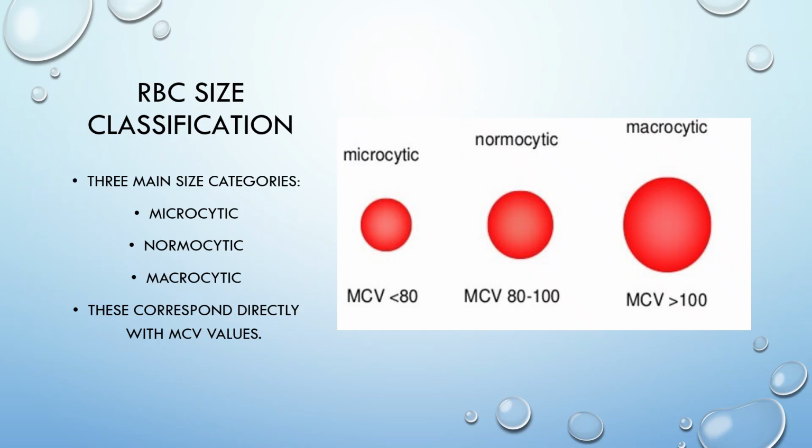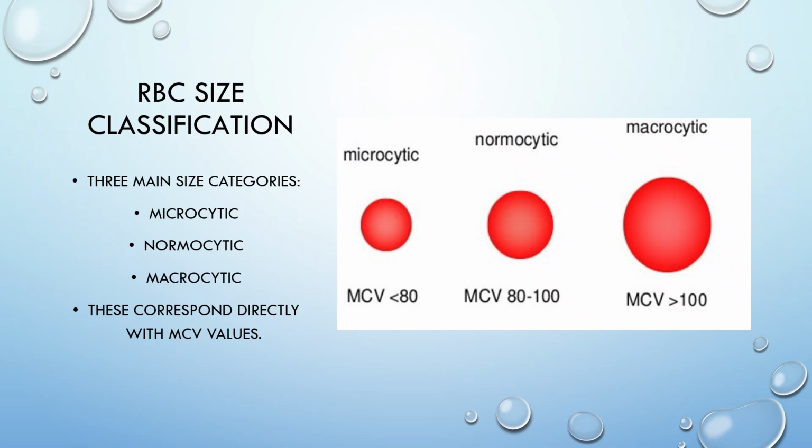Now, from a morphologic standpoint, experienced laboratory professionals often estimate red blood cell size on the smear by comparing red blood cells to the diameter of a small lymphocyte nucleus, which is roughly the same size as a normal erythrocyte.